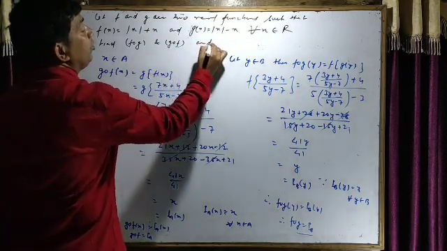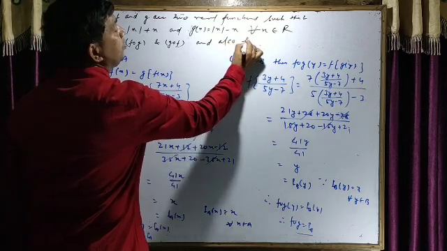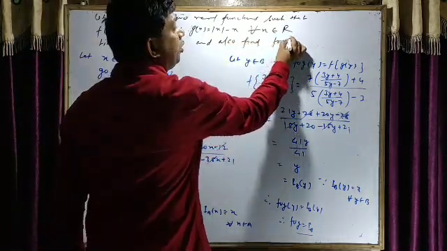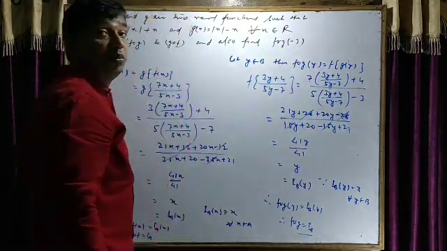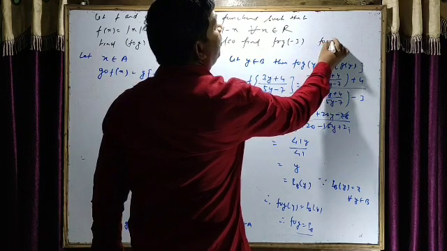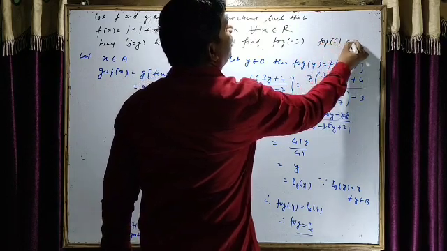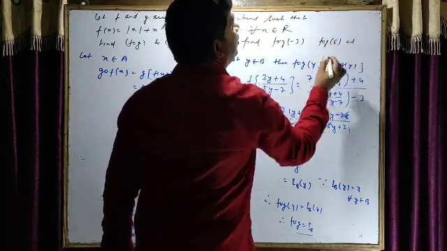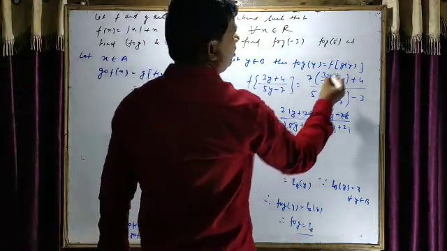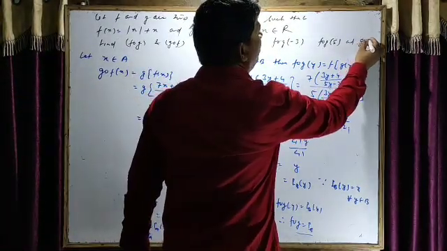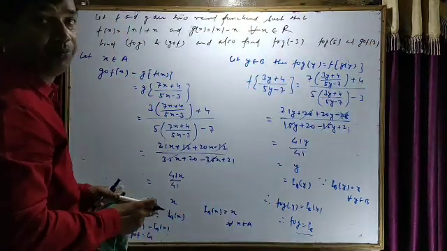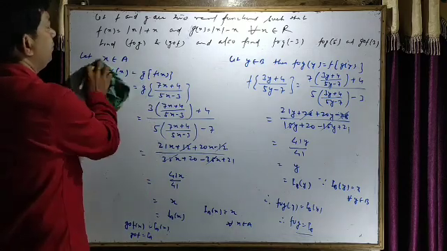And also find fog of minus 3 and fog of 5, and one more you can take, any number you can take, no issue. Fog of gof, you find gof of 2. Okay, any doubt?